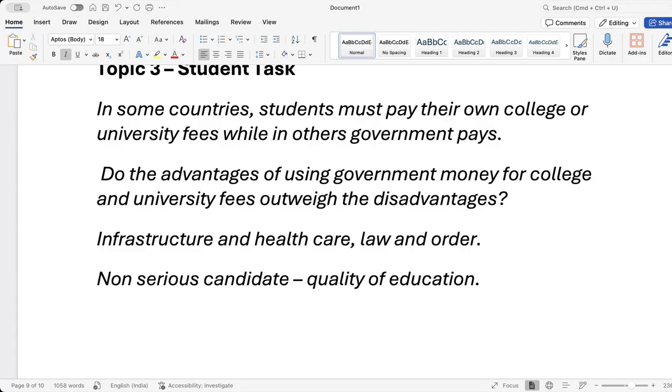Only if the student is paying, then only serious candidates go. If they're really interested in learning, they'll go. If the government is paying, non-serious candidates also go. And the quality of education is impacted, like there are students, the teachers are less, students are more. So quality of education also gets impacted. So we can say this also. Non-serious candidates also go for education because they don't lose anything if they drop out or stop their education. Even if they don't learn, they don't lose out on anything, right? Because the government is paying the bill. So that's a problem.